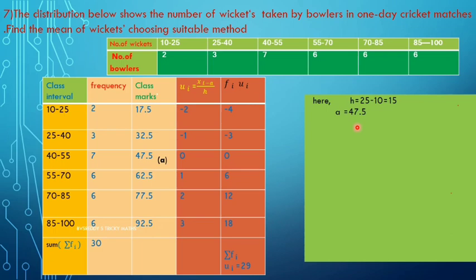Now substitute all the values here. h means the class size, the difference between any two lower bounds, 25 minus 10 or 40 minus 25. In this way you get h equal to 15. And again A, we have taken A as 47.5.